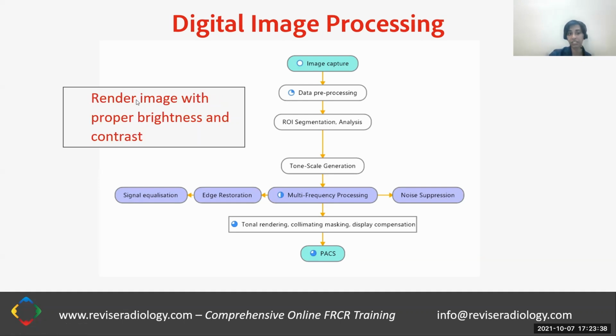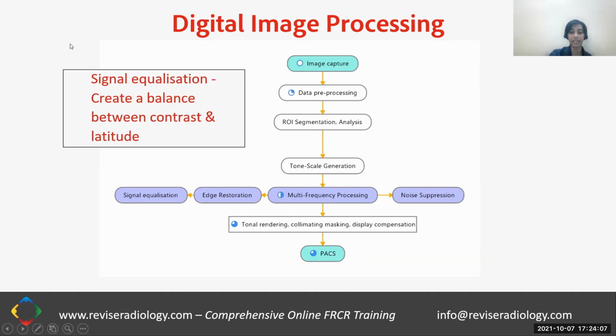During tone scale generation, the image will be rendered with proper brightness and contrast. I'm not going into detail into what each of these stages are, but just mentioning some aspects of each, just to refresh your memory of what you already know on this topic. Or if you don't know, that's all right as well. It's just a guide to what these different areas are about.